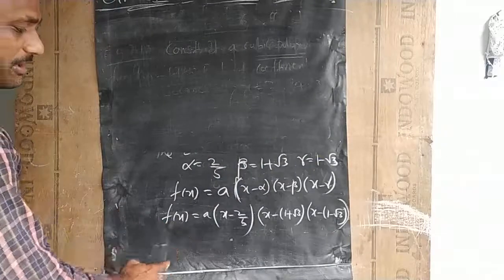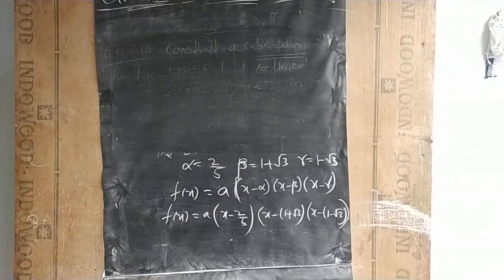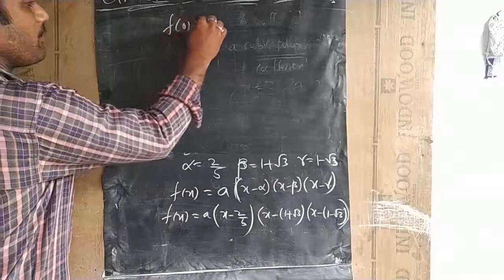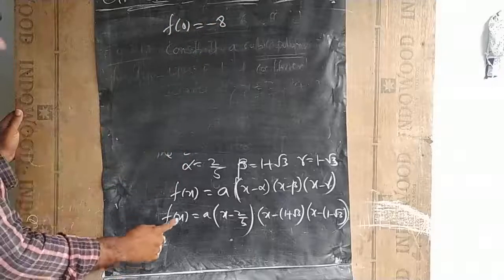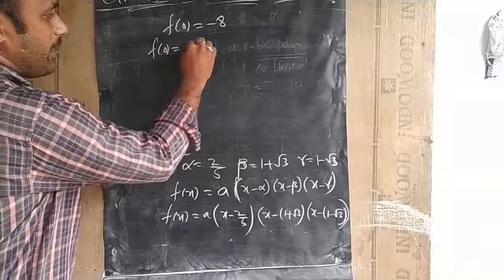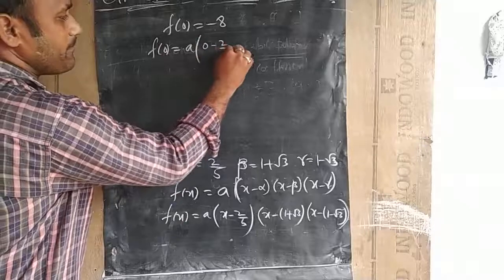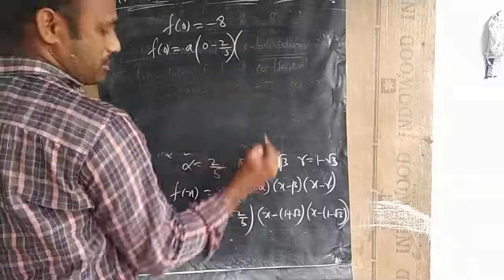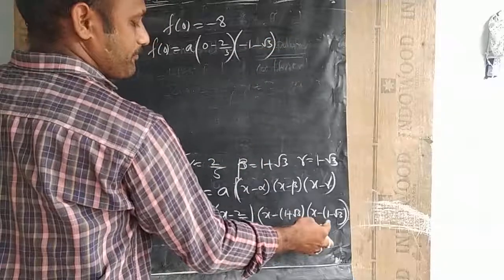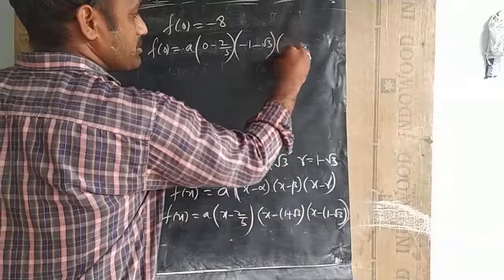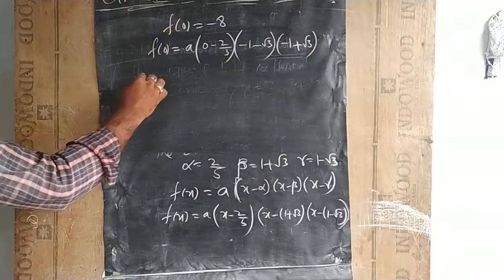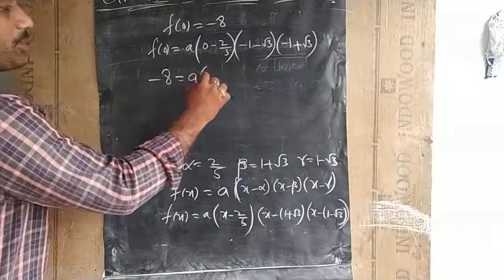In this, he has given the condition that f of 0 is minus 8. We have given in the question f of 0 is minus 8. Now let us apply this condition. In place of x, substitute 0. F of 0 is equal to a, as it is, 0 minus 2 by 5 into 0 minus 1 minus root 3, so it will become minus 1 plus root 3. F of 0 value is there in the question, minus 8, is equal to a into minus 2 by 5.